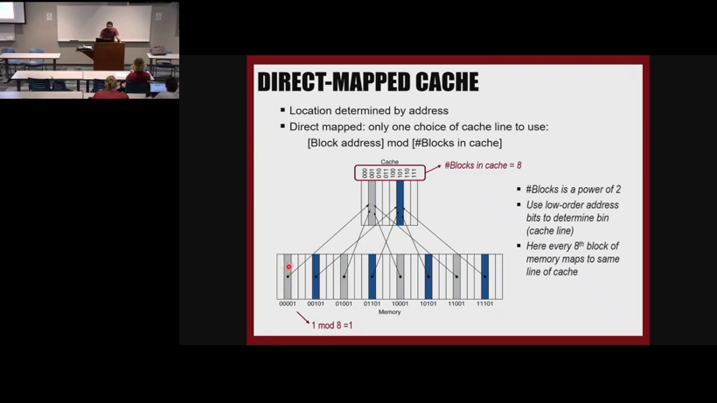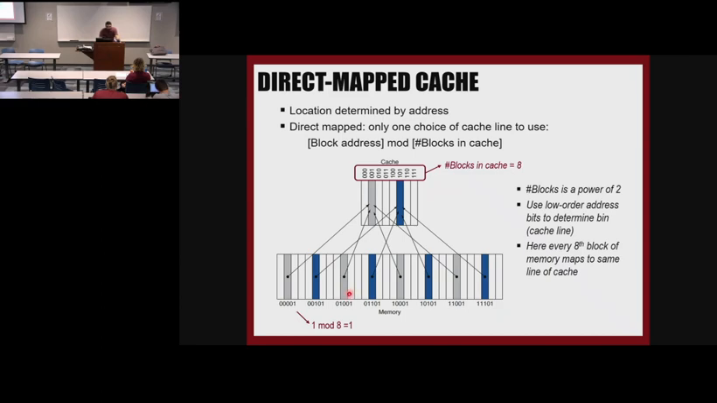Okay, if we know the address for the main memory, we get the mod of that address, and then that's going to be the address for the cache. Okay. So it can either exist in this location or not. If it doesn't exist in this location, then the content that we're looking for, we have to go to the main memory and bring it here.